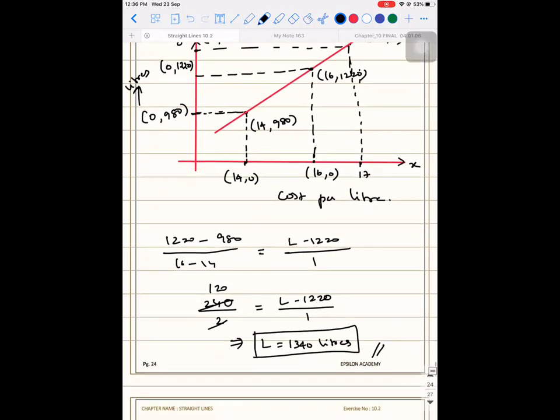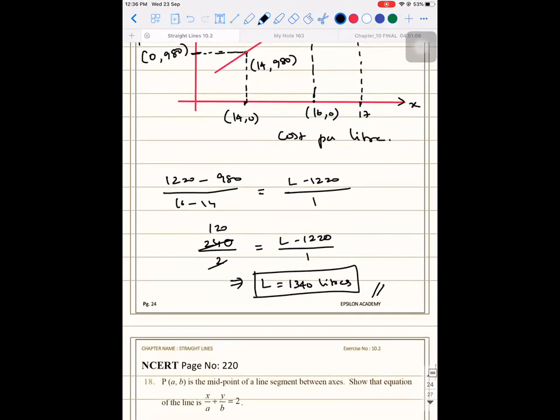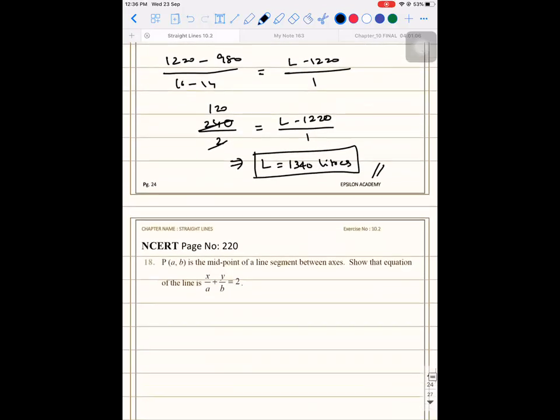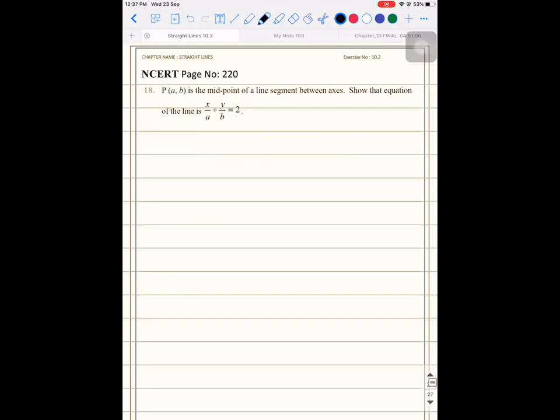Why is no one else responding? If P(a, b) is the midpoint of the line segment between the axes, show that the equation of the line is x by a plus y by b is equal to 2. This is a very, very simple problem.